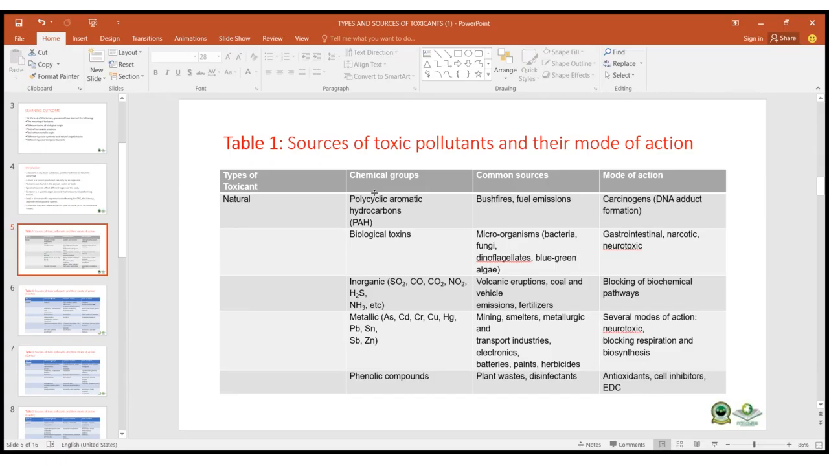So we started talking about the polycyclic aromatic hydrocarbons, which we usually refer to as PAHs. Now, I mentioned earlier that anytime you burn a bush, or there is fuel emission or gas burning, for instance, if there is an oil spill and then the place is burned. I think there's one that is currently going on in River State.